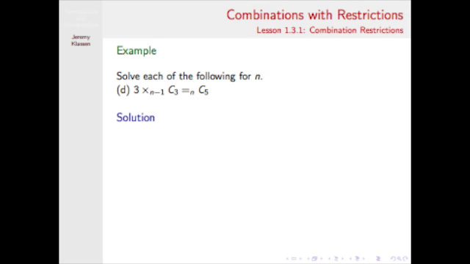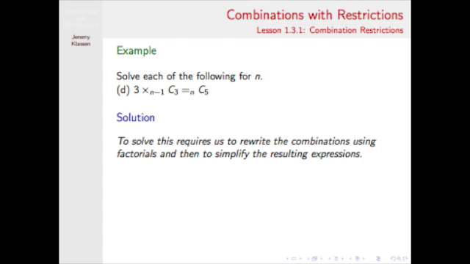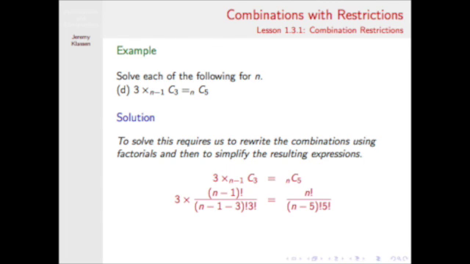Take a look at 3 times (n minus 1) choose 3 is equivalent to n choose 5, and we want to solve for n. Okay, this question is going to require a little bit of work. There's really no shortcut to it, not in this case. We're going to have to rewrite the combinations as factorials and then simplify the resulting expressions. So we start with our question: 3 times (n minus 1) choose 3 is equal to n choose 5. We're going to write the combinations as factorials.